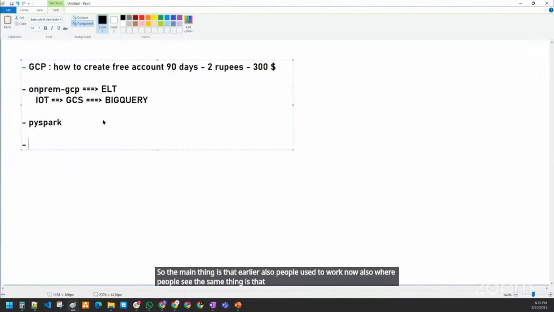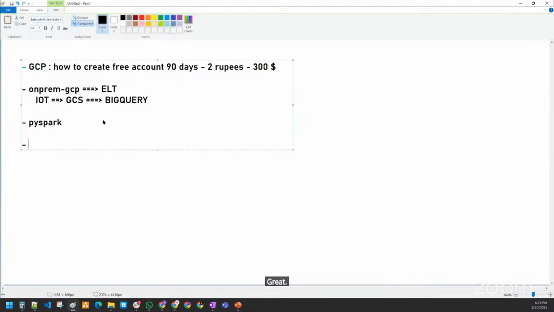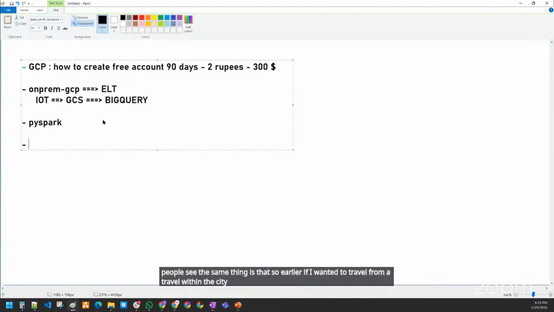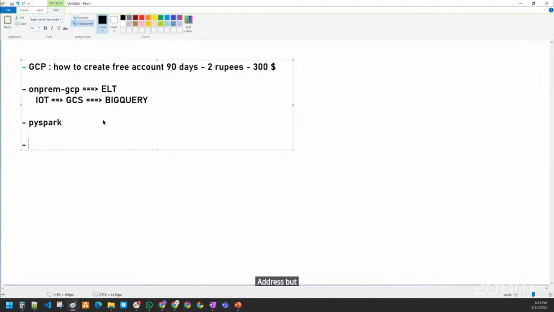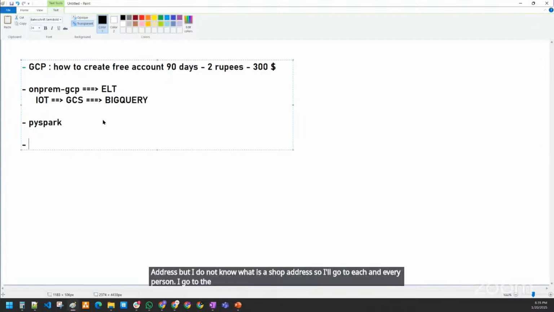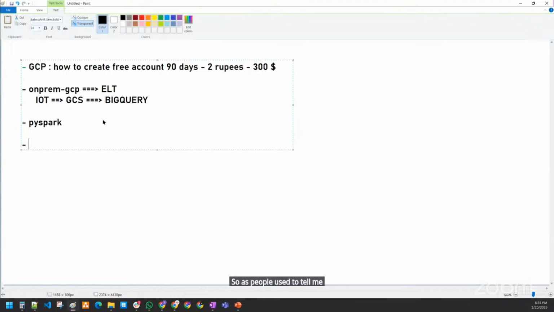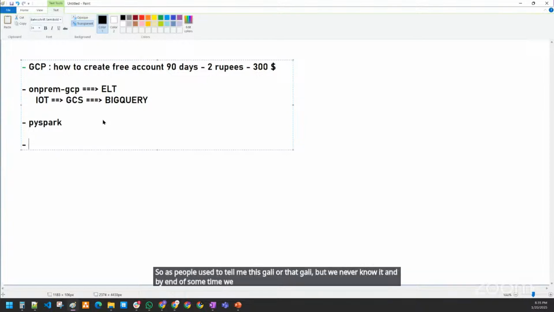Earlier, if I wanted to travel within the city to buy some jeans, someone would tell me the shop address, but I did not know where it was. So I would go to each and every person nearby and ask, where is that shop? People would tell me this gully or that gully, but we never knew. By the end of some time, we get to know it. We may waste 1 or 2 hours before we finally find the address.